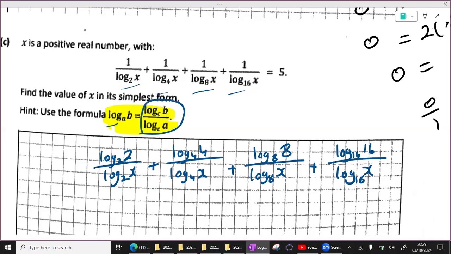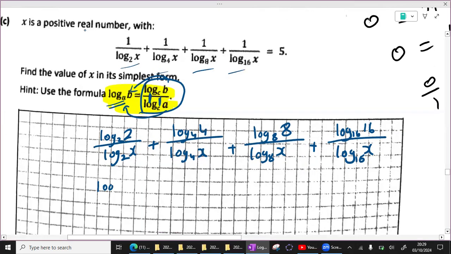Normally we go here and we change the base, but it also works in reverse. If you have 2 logs and 2 matching bases, the b is in this part here and the a is in this part here. So that's essentially what I'm going to do.